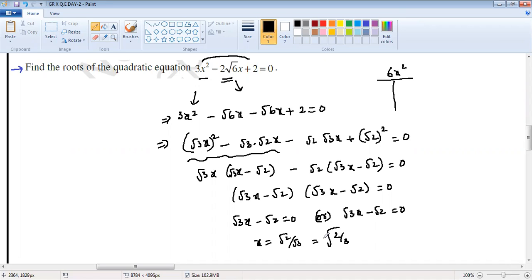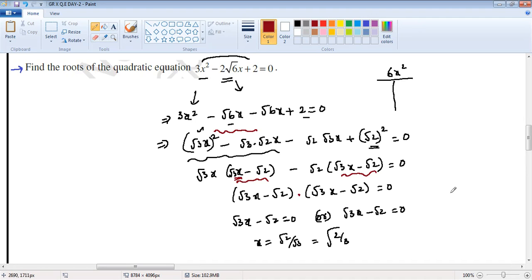Sir, can you repeat again, please? See, 3x square we can write as root 3x whole square. Root 6 we can write as root 3 into root 2. These two we can write as root 2 whole square. In both, root 3x is common. When you take out root 3x, what is left is root 3x. Multiply again and check whether you are getting it. Here root 2 you take out, root 3x minus root 2. So in both, root 3x minus root 2 is common, and it becomes root 3x minus root 2 into root 3x minus root 2.